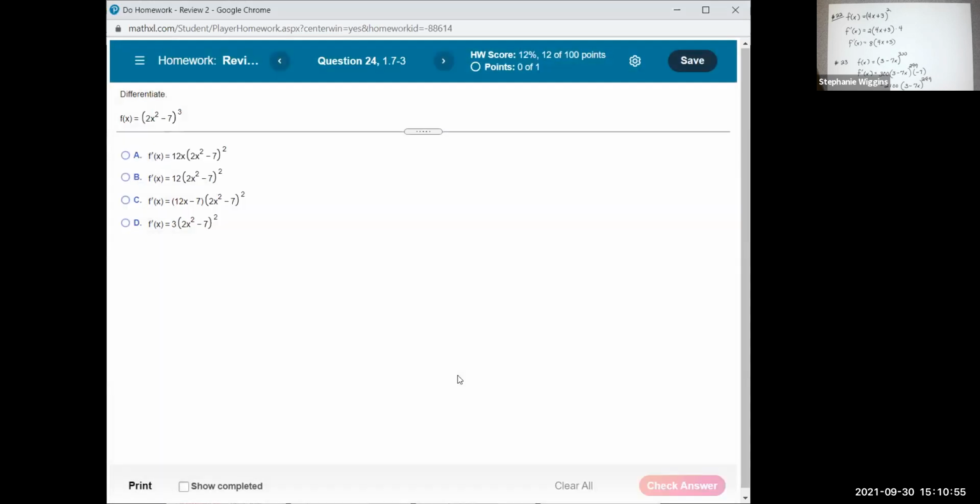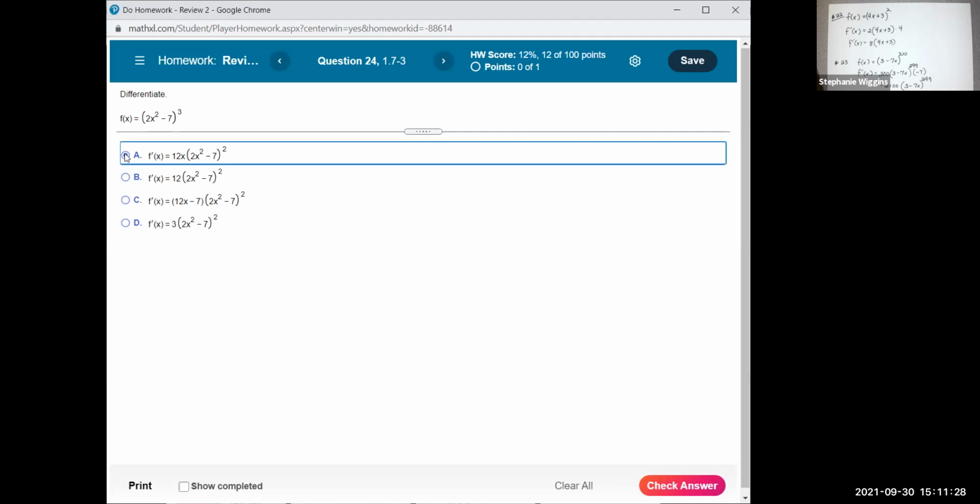All right. Now, this is the same thing here. The 3 comes out front. You subtract 1 from the 3 to get the square, and then multiply by 4x, which is the derivative here of the inside. So you're going to have 2x squared minus 7 squared, which is what we have in every single problem. But then you're going to take that 3 that was out front and multiply it by 4x. So it's going to be 12x multiplied. So A is the correct choice.